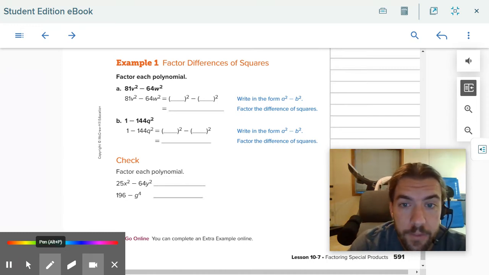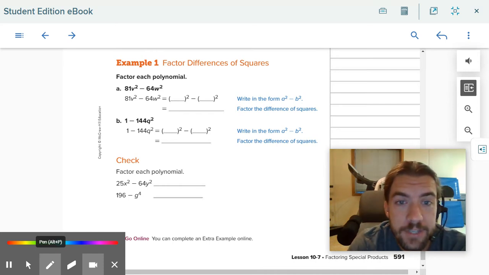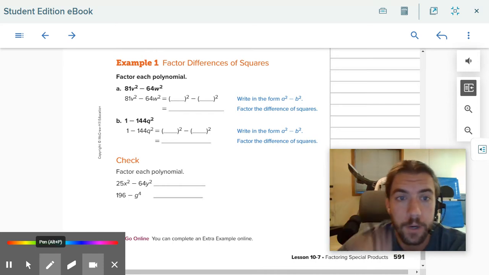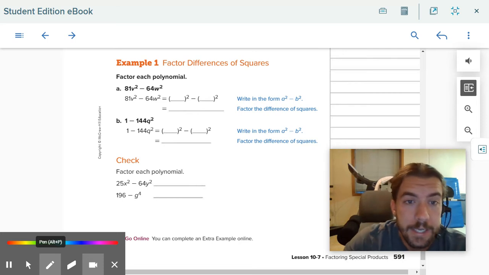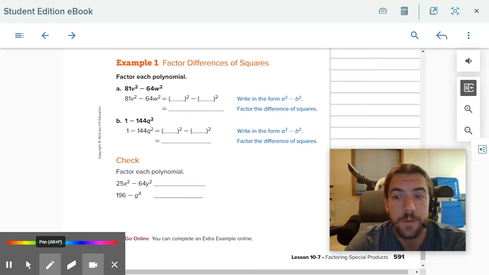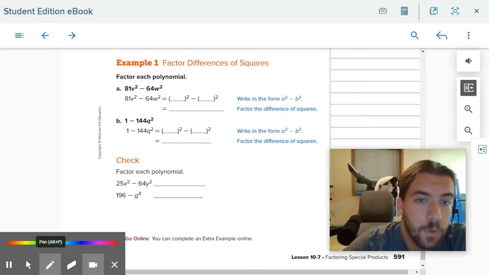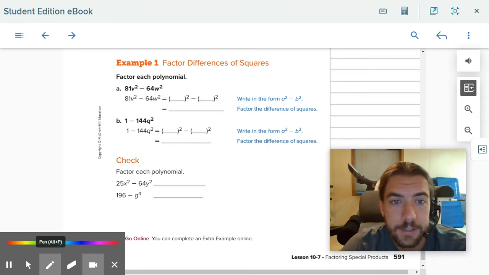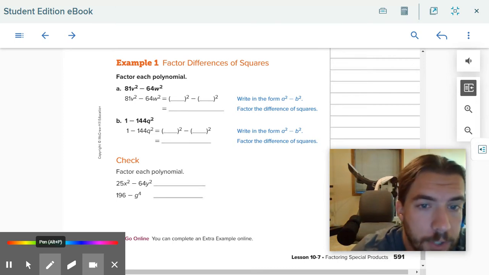Now we want to rewrite those as a squared minus b squared. So we want to rewrite 81v squared as some number squared, okay? And we want to rewrite 64w squared as some other number squared. Now keep in mind right now, in 81v squared, only the v is being squared, right? It's 81 groups of v squared. So what would I need to write to get that, putting it all in parentheses like it's shown in the problem?